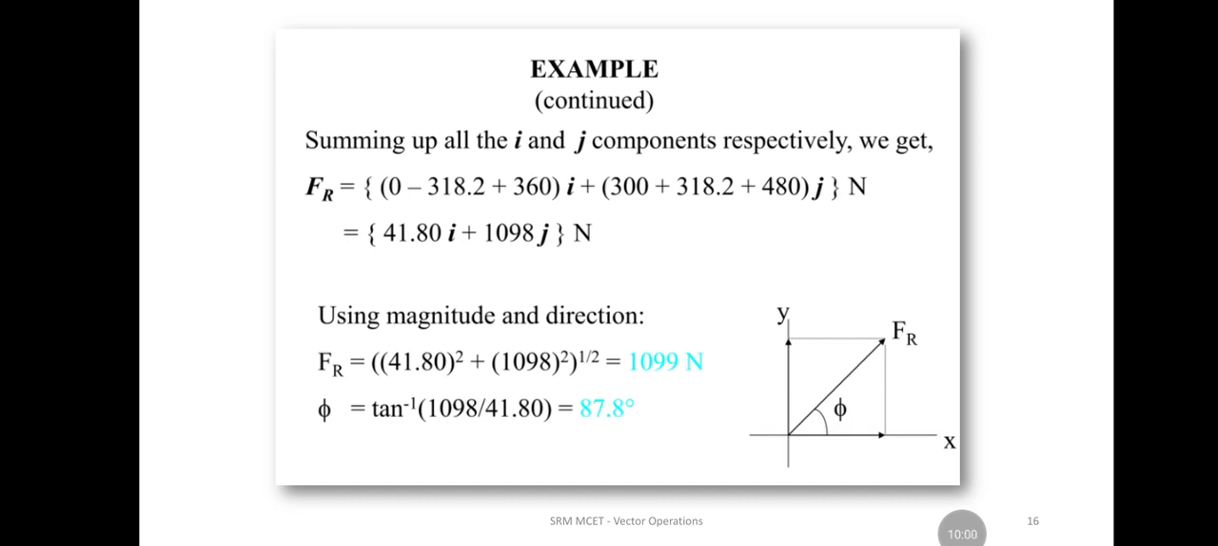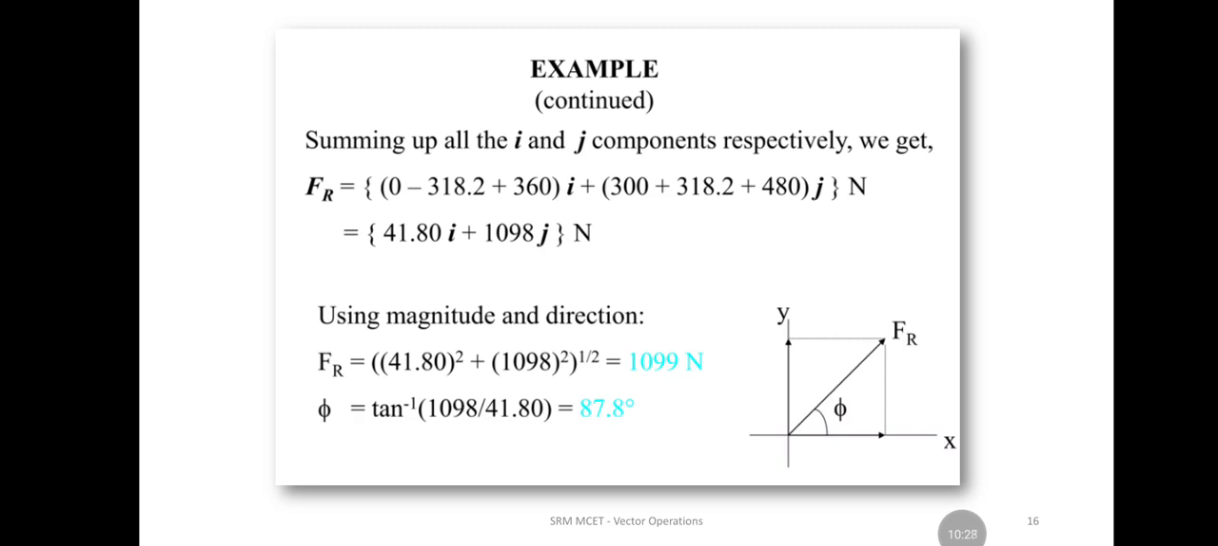And the resultant vector, the r vector, is just the sum of all three vectors, F1, F2 as well as F3. On summing up, this is the relation we get: Fr is equal to 41.80 i plus 1098 j vector. So the magnitude and direction: the magnitude is nothing but the intensity, so we have to convert it into intensity form.